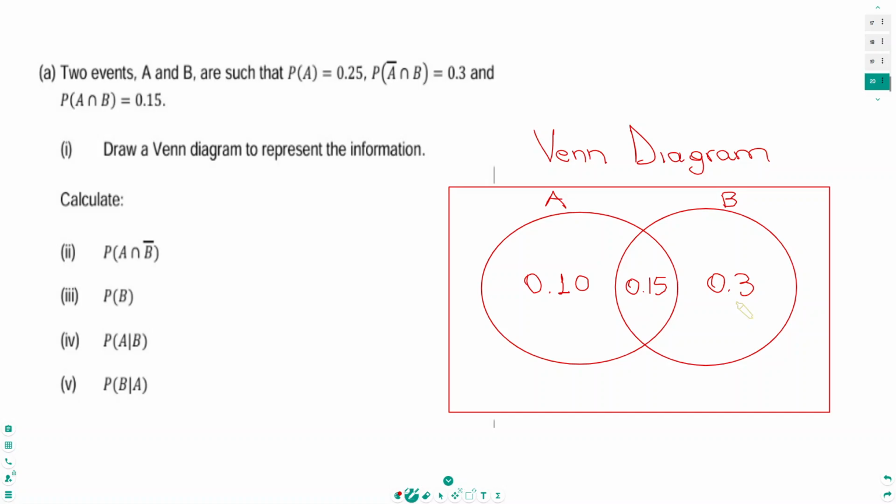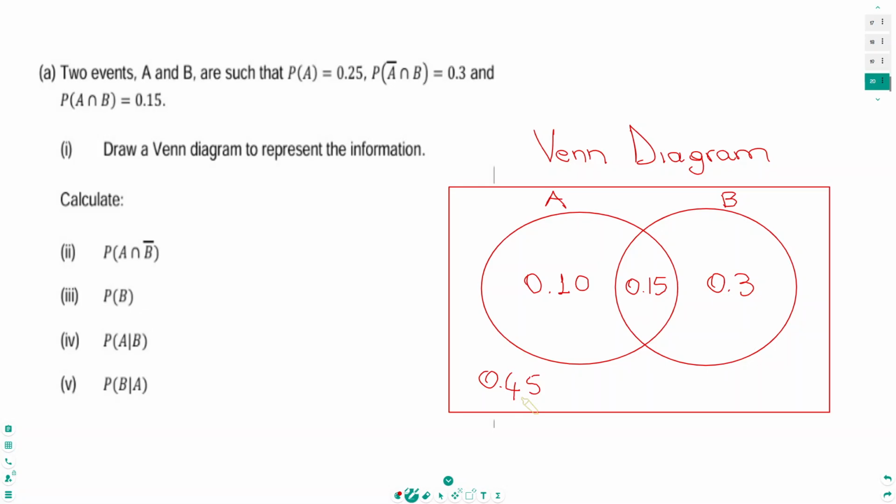Then, as a final step, we check whether the total of these probabilities adds up to 1. The difference is the probability of neither of the two events, A and B, which goes outside the circles. So subtracting the three decimals from 1, we can find this probability. The probability of neither of the events happening is 0.45, which goes outside the two circles.